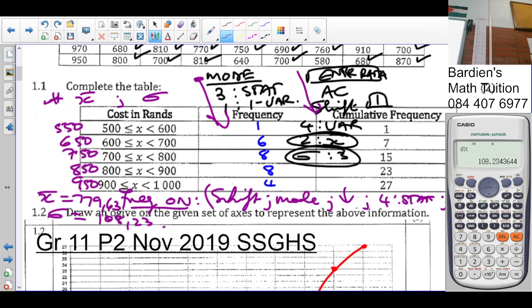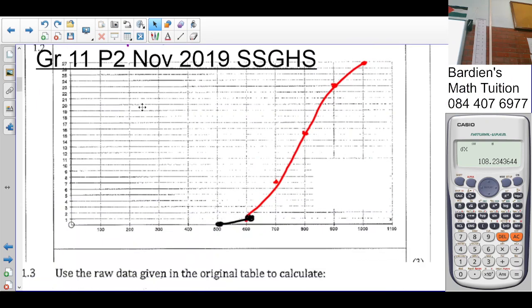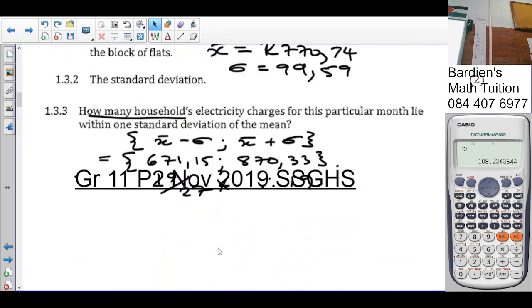Okay. So if the question says raw scores, you do the first calculation. If they say from group data or from the distribution table, then you have to have your frequency on. Okay. So that concludes question 1.